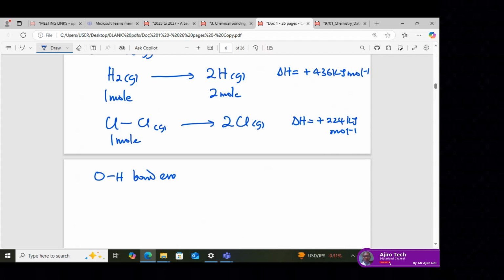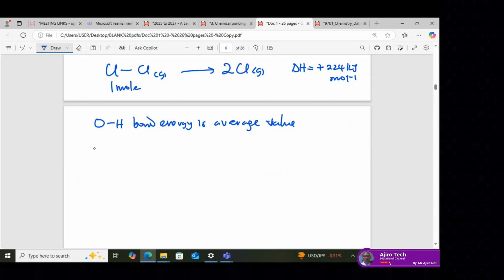Bond energy is what? It is an average value. What is average value? Let me put it to you. You can have O-H in water. You can have O-H in hydrogen peroxide. You can have O-H in sulfuric acid. They are not all exactly the same value.